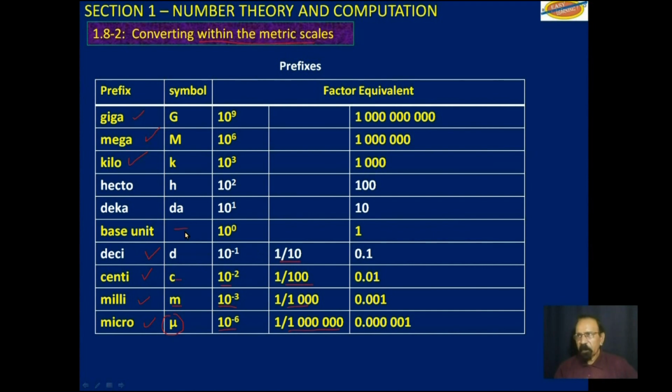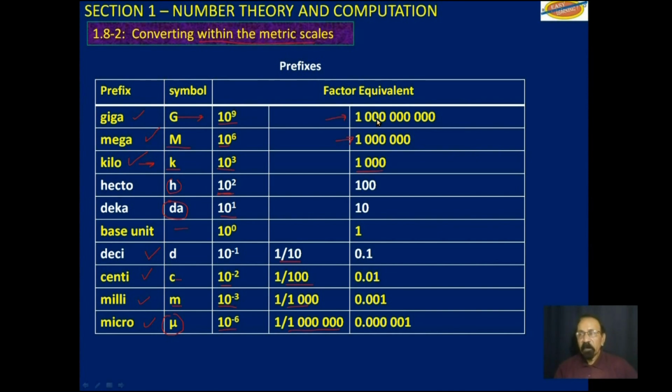Going up from the base unit, there is deca, not much used, but we will use it in this video. Hecto, which is 100. So deca is 10, hecto is 100. Kilo is much used. Symbol is k, 10 to the third power, which is 1,000. Mega is much used. 10 to the sixth, it is a million. And giga is much used. 10 to the ninth, and it is a billion.